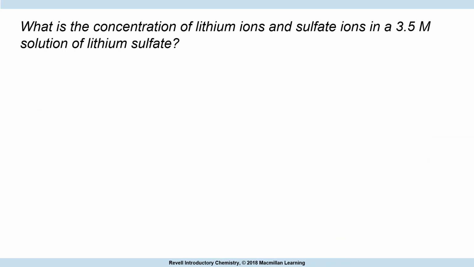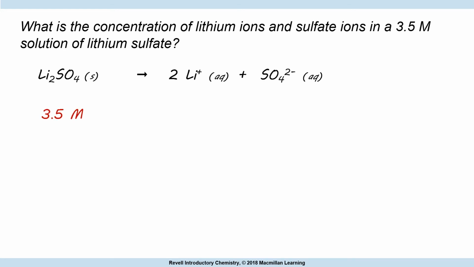What's the concentration of lithium ions and sulfate ions in a 3.5 molar solution of lithium sulfate? Okay, we want to write that down. Lithium sulfate, we've got to remember sulfate. Remember that's a polyatomic, a 2- polyatomic. Lithium is +1, group 1, and sulfate is a polyatomic. And there we see it there.